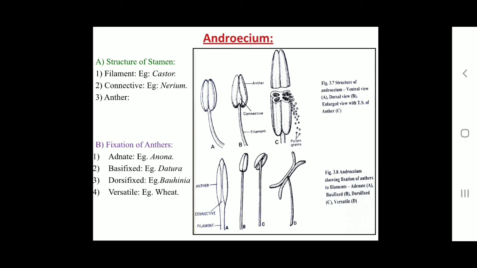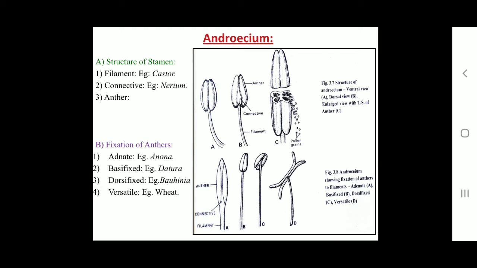Second, that is basifixed. Anther is fixed to the filament by its base. Example, datura, mustard, radish, tomato. Then next, dorsifixed. The anther is fixed to the filament by its back, and anther is immobile. Example, passion flower, sesbania, and begonia. Then next, versatile. Filament is attached to the back of anther at a single point only, so that it can swing freely in the air. Example, wheat, maize, grasses.